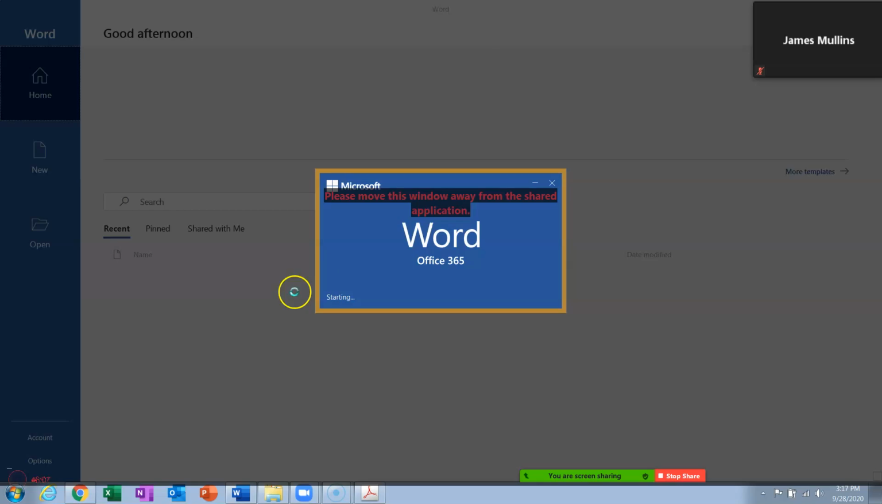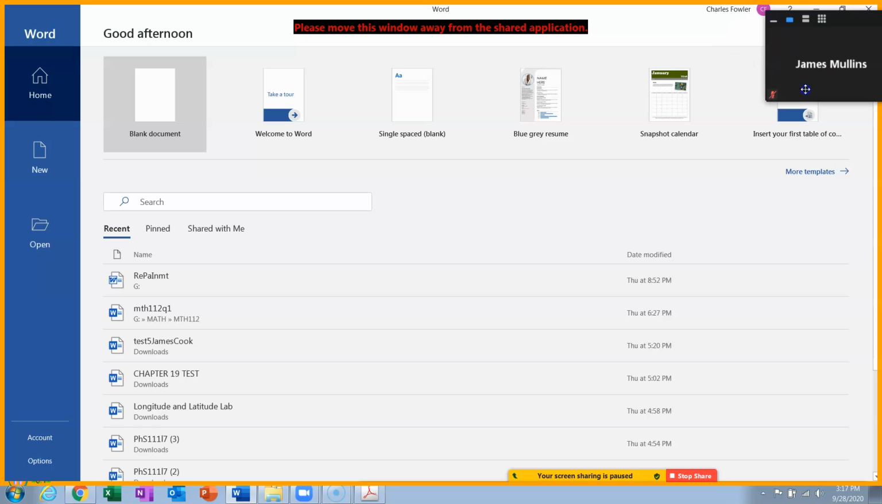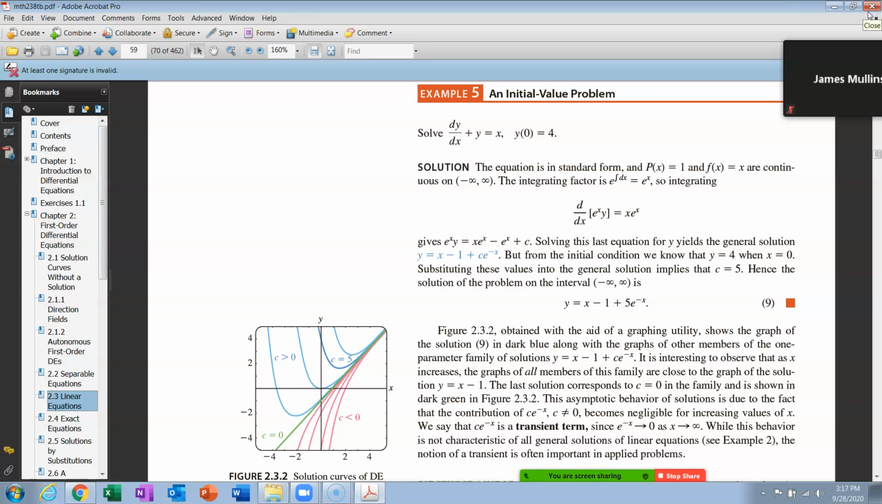Uh-oh. I don't know what happened there. Let me see if I can move James out of the way here. I don't know why Word just decided to pop up there, but maybe I hit something that I didn't mean to.